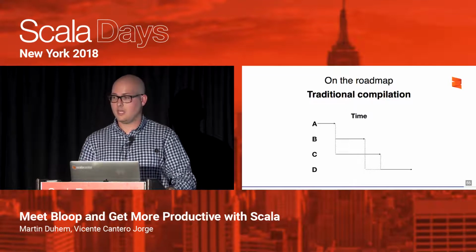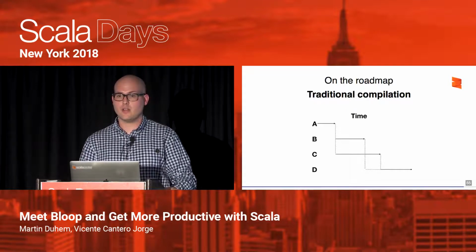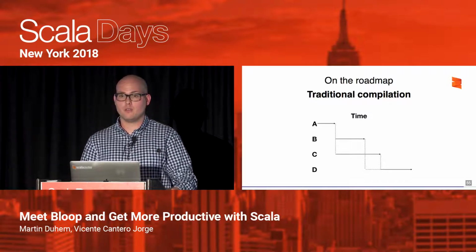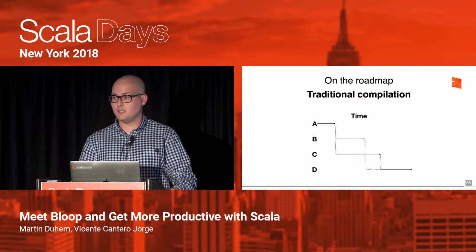A normal kind of build graph is the one we present here. We see A as the root project, and then B, C depending on A, and then D depending on C. So what happens here is that in order to compile B and C, I need to wait for A, and in order to compile D, I need to wait for C.